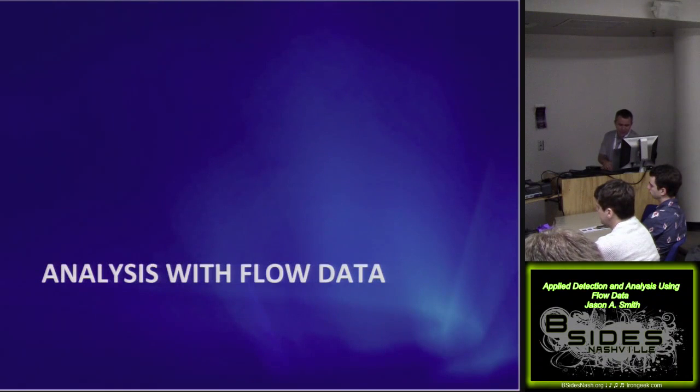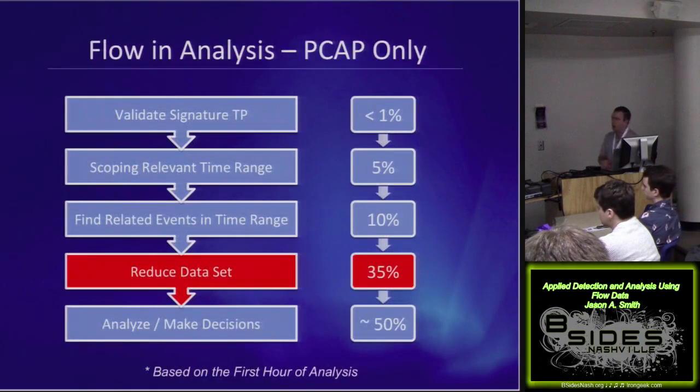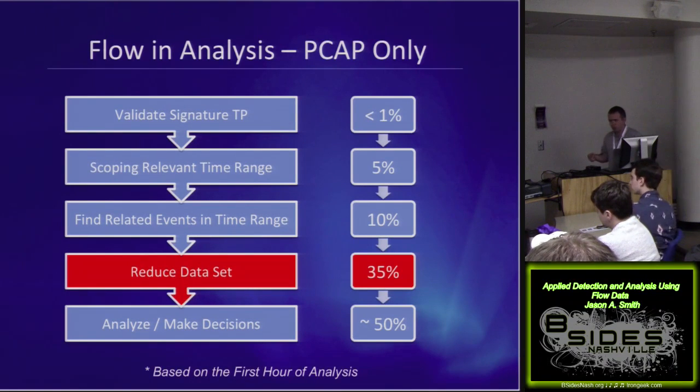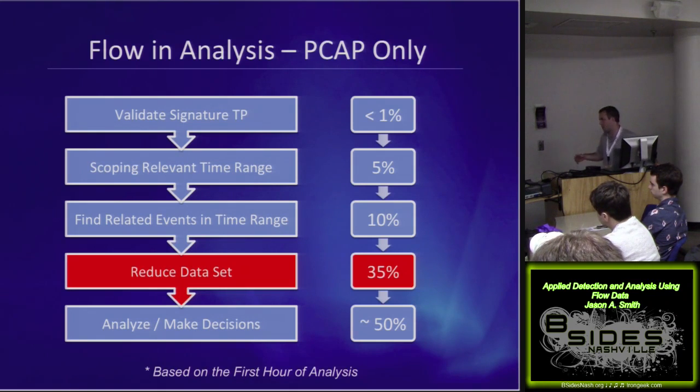So I guess kind of a summary of what it is to analyze with flow data. When we only have PCAP and we don't really have good ways to pivot to the right spot in PCAP, we don't spend any time really of saying, oh, okay, the signature is actually there. That's pretty easy to look at. But scoping the relevant time range is kind of one of the first difficulties, even for the advanced user, and it's a very, very big difficulty for the junior analyst, because he's like, oh, I don't really know the best way to parse through this or do anything, so I'm having issues. But let's say we spend 5% of the time on that.